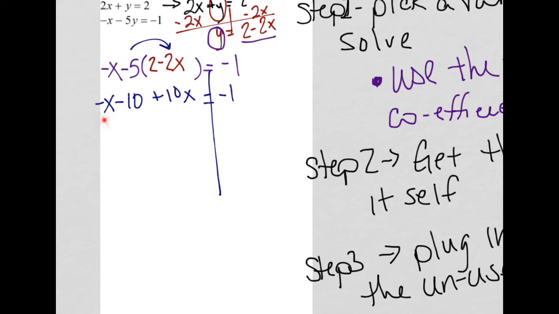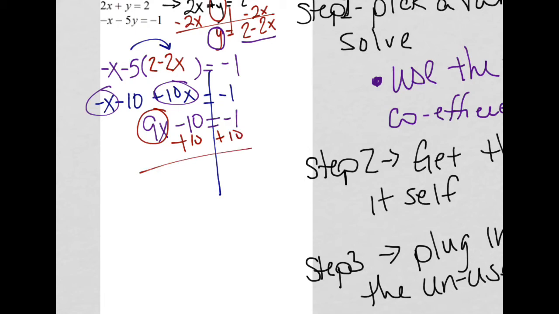Now I need to combine like terms because on this side I have a positive 10x and a negative 1x. When I combine those two things together, my negative 10 stays. Negative 1 plus 10 is a 9x, and it's positive because my 10 is positive and it's bigger. Circle what I'm solving for. How do I get rid of the 10? I add it to both sides. So I have 9x equals 9.